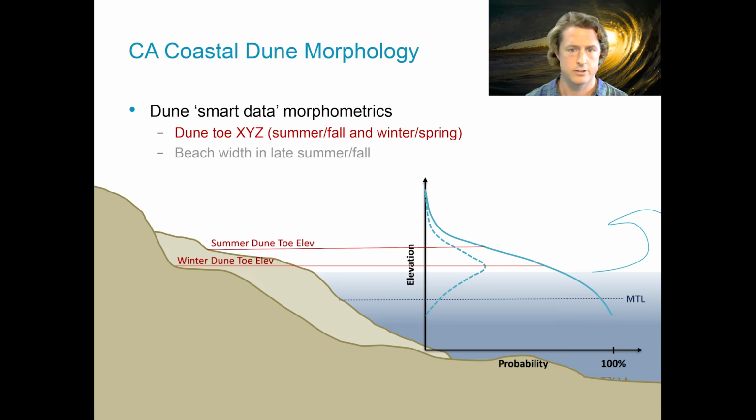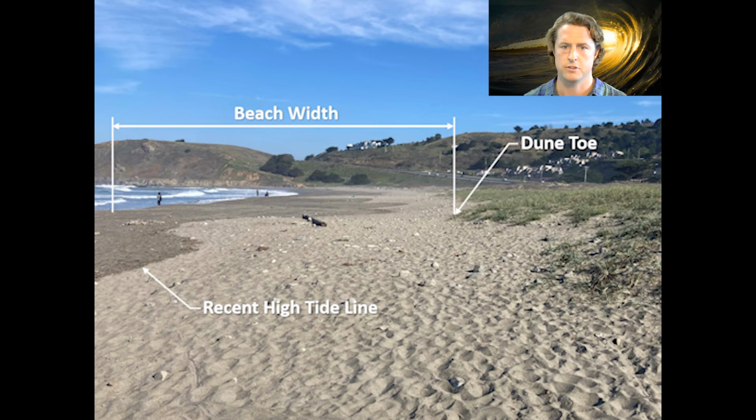The beach width varies throughout the year, affecting wave run-up and thus the total water levels that may reach the dunes. For example, let's take a look at coastal morphometrics in real life at Linda Mar Beach in Pacifica, California. Restored in the 2000s, you can see the dune toe, which is met by total water levels at varying frequency throughout the year. Recent high tide line can be seen in the damp sand and the beach width that's fronting these resilient dunes.